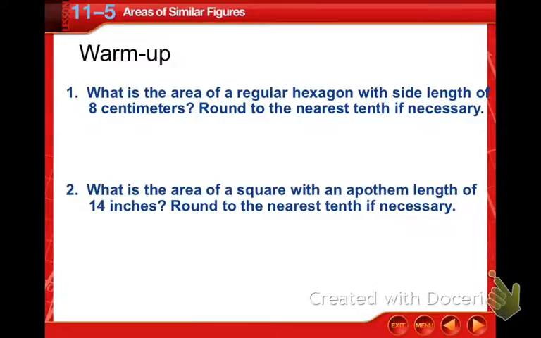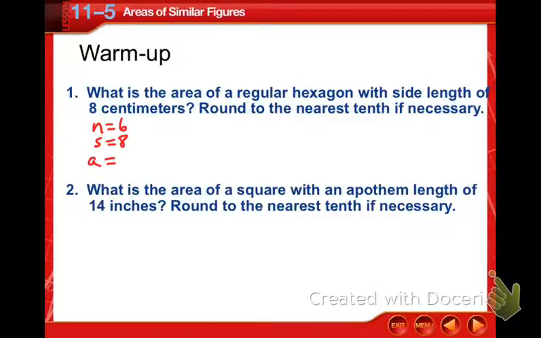So we have our warm-up to do first, and number 1 here. We need to find the area of a regular hexagon with a side length of 8 centimeters. You'll remember back to the notes from last time that we have a regular hexagon, that means that our number of sides, n, is 6, our length of the sides is 8, and our apothem has to do with our side length and a 30, 60, 90 triangle.